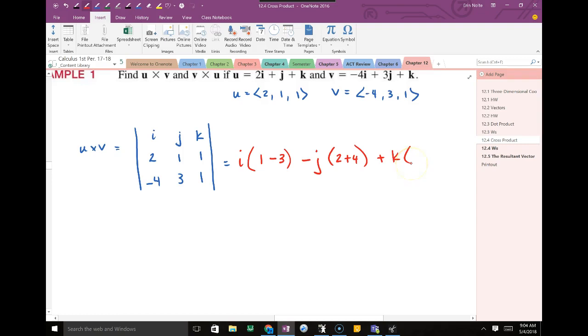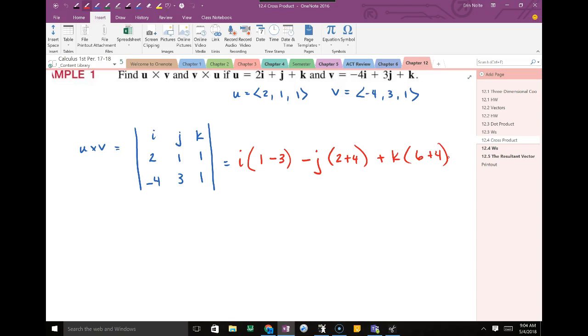And then what did you say for k? For the k, you're using the two columns that are not in the k row. So 2 times 3, do you see the 2 times 3? You have to multiply across. So 6 plus 4. Okay, ready? Let me show you. To get the i's, we're using the i row, so we're going to multiply across. So 1 times 1 minus 1 times 3.